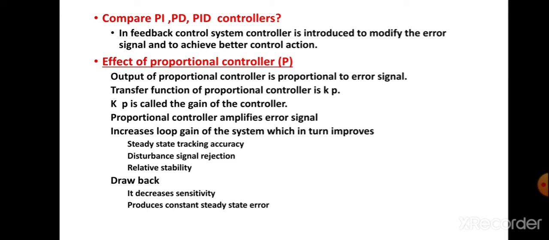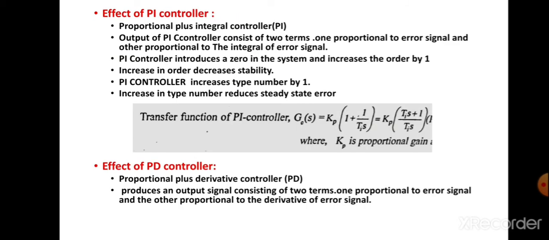And the transfer function of the proportional controller is represented by Kp, and Kp is called the gain of the controller. The proportional controller amplifies the error signals and increases the loop gain of the system, which in turn improves the steady state tracking accuracy, improves the disturbance signal rejection, and also improves the relative stability. But the drawbacks are that it decreases the sensitivity of the system and it produces a constant steady state error. So that is the drawback of the proportional controller, which is indicated by P.